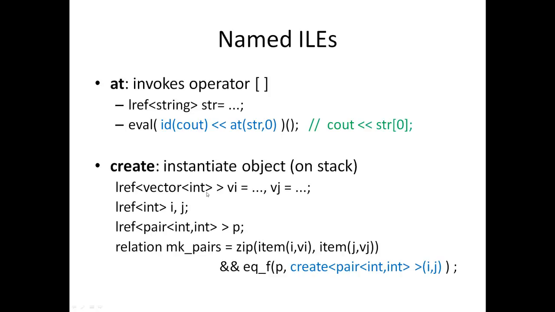Create is for instantiating objects on the stack. In this example, I'm performing parallel iteration again on the two vectors vi and vj, and from each of those values, the pair i and j, I'm instantiating an std pair using the create IL and unifying it with b. The template argument to create specifies the type of the object to be instantiated, and the actual arguments are simply passed to the constructor of the type.